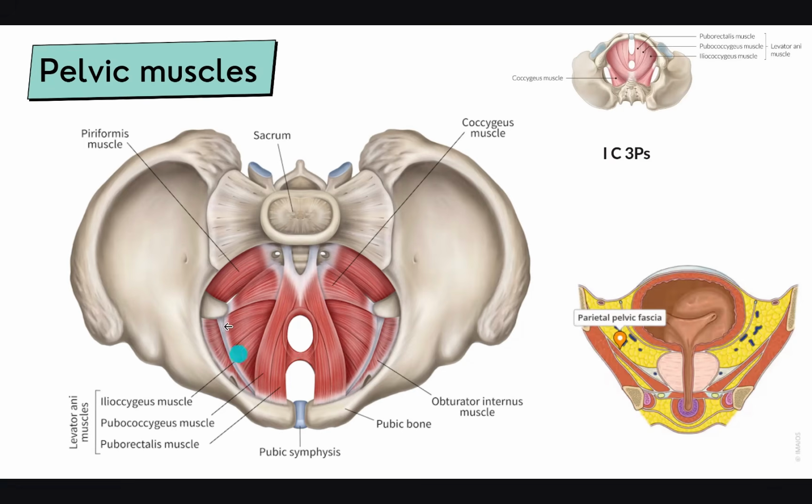The iliococcygeus muscle comes from on top of the obturator internus muscle over here. So this is the iliococcygeus. This is the obturator internus. All right. It comes from the ilium part, and then it moves below. You cannot see over here, and attaches to the coccyx. So iliococcygeus. So three muscles for the levator ani.